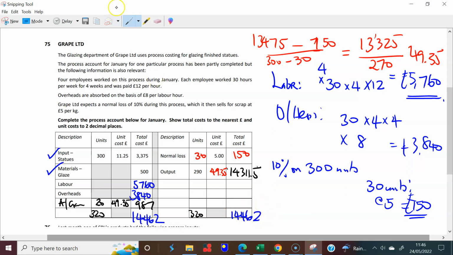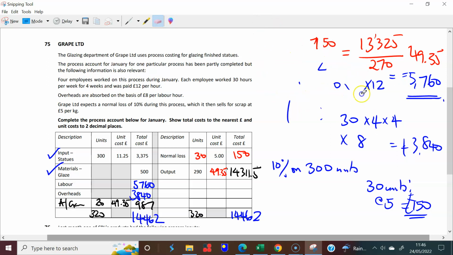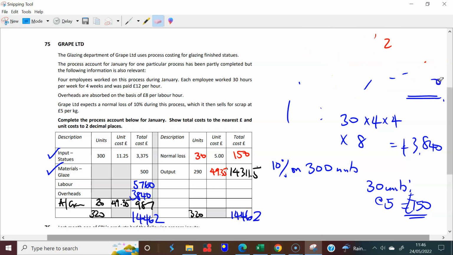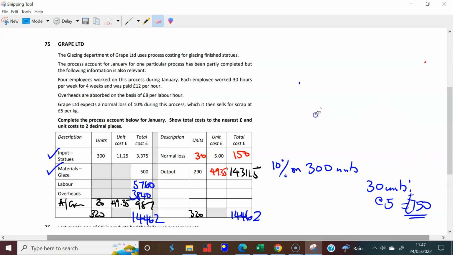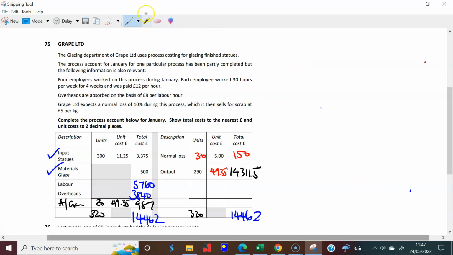So really, just to clean this up, I'm going to get rid of this so you can see what the next stage of this would have been. The next stage of this would have been us preparing the abnormal loss and abnormal gains accounts out, if you like, and this is what they would have looked like.